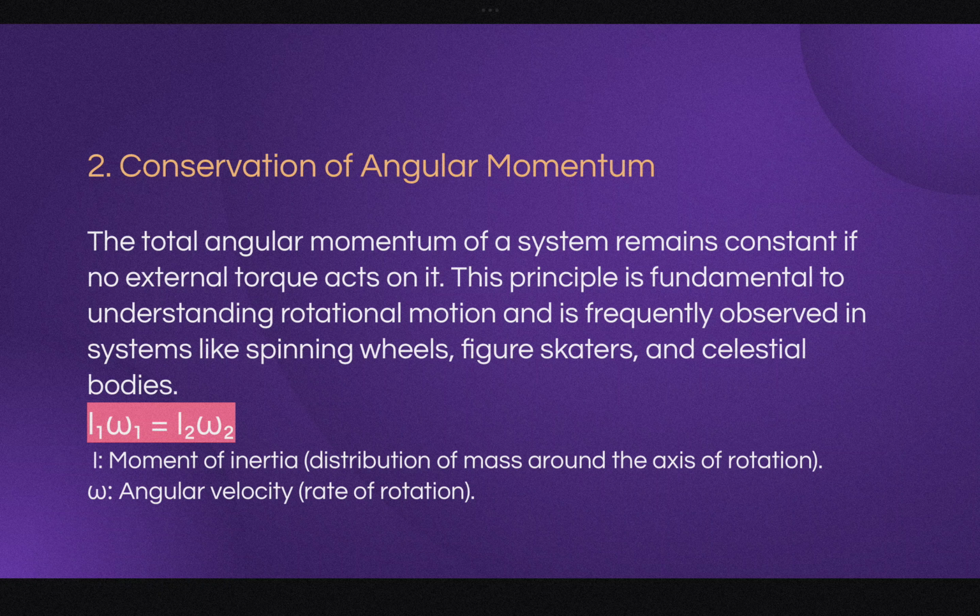For example, have you ever seen a figure skater spin faster by pulling in their arms? That's angular momentum conservation in action. When the skater reduces their moment of inertia, the angular velocity increases to keep the total angular momentum constant. We can see the equation here: I1 omega1 equals I2 omega2, where I is the moment of inertia and omega is the angular velocity.